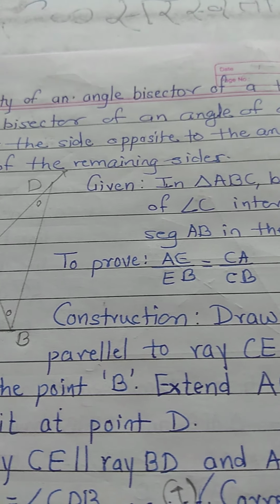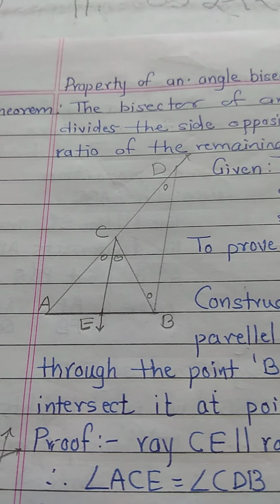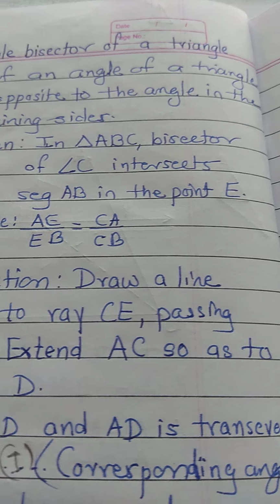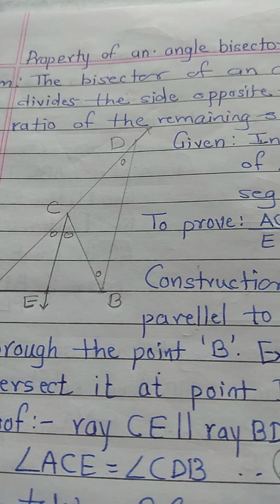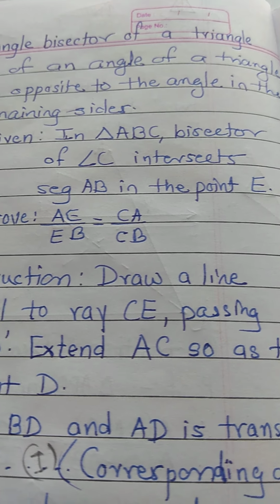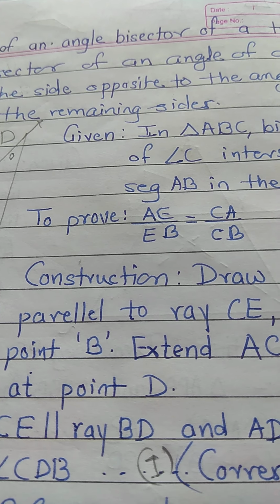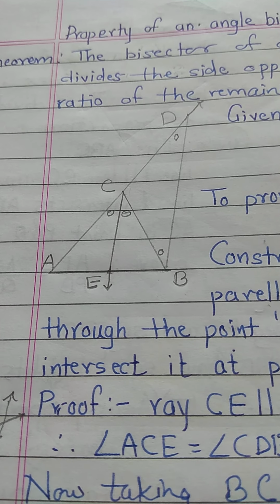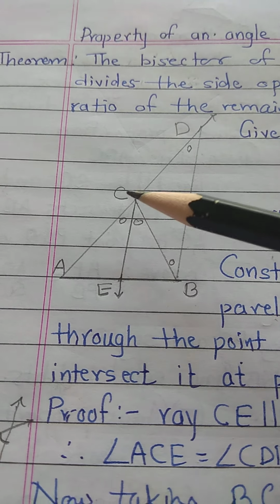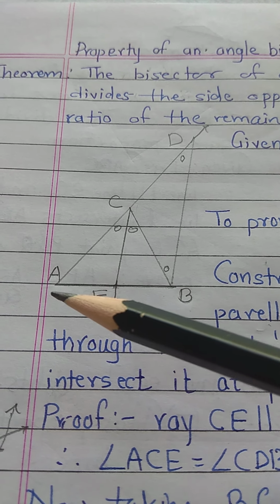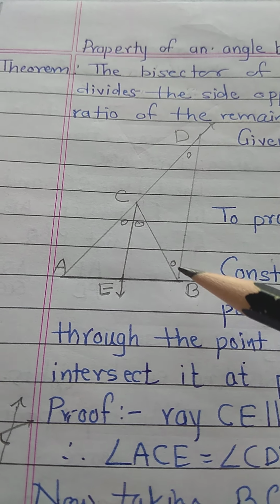Property of an angle bisector of a triangle. Theorem: the bisector of an angle of a triangle divides the side opposite to the angle in the ratio of the remaining sides. Given part: in this triangle ACB, ray CE is the bisector of angle ACB.